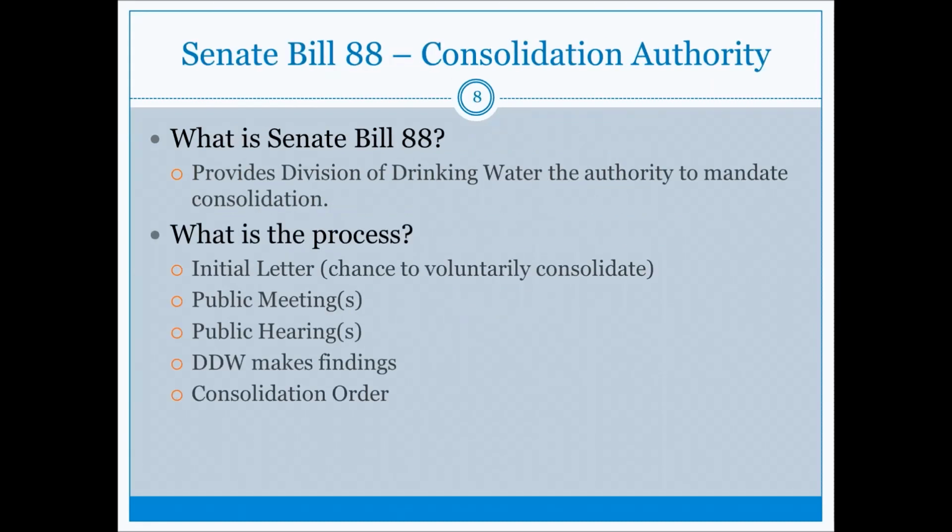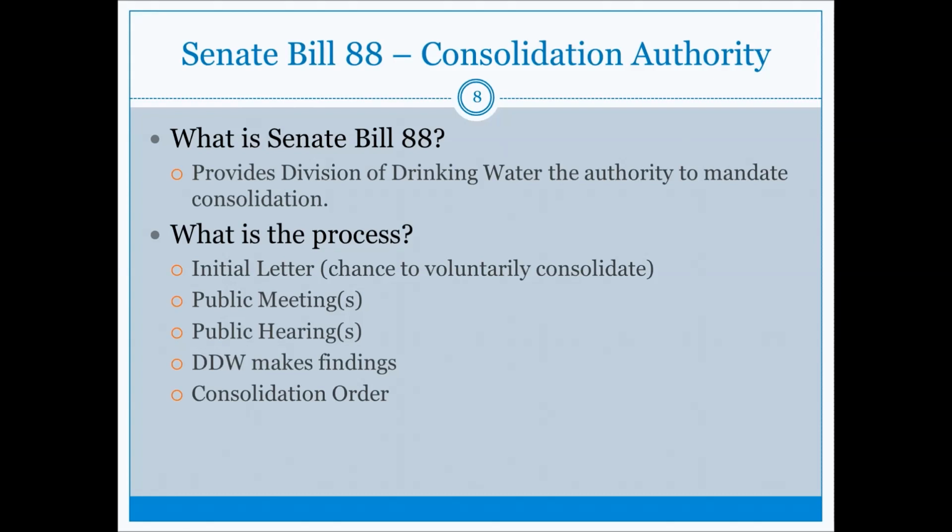So SB 88, I touched on it. It provides the Division of Drinking Water the authority to mandate consolidation. So there is a process to go through, which is that we send letters out that ask the water systems to explore voluntary consolidation. We have many public meetings and public hearings, which is an effort to be 100% transparent and to make sure that the Division of Drinking Water and the state of California more broadly are hearing what the people in these communities have to say.